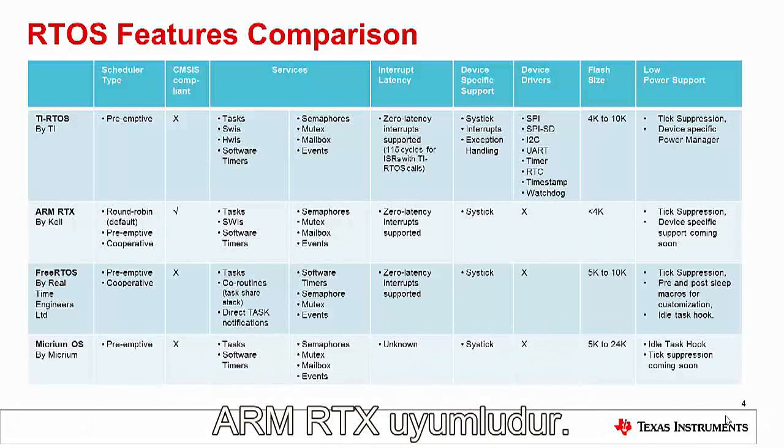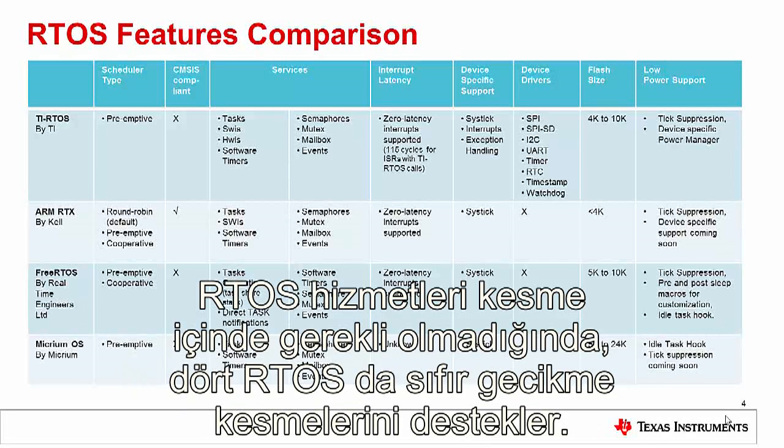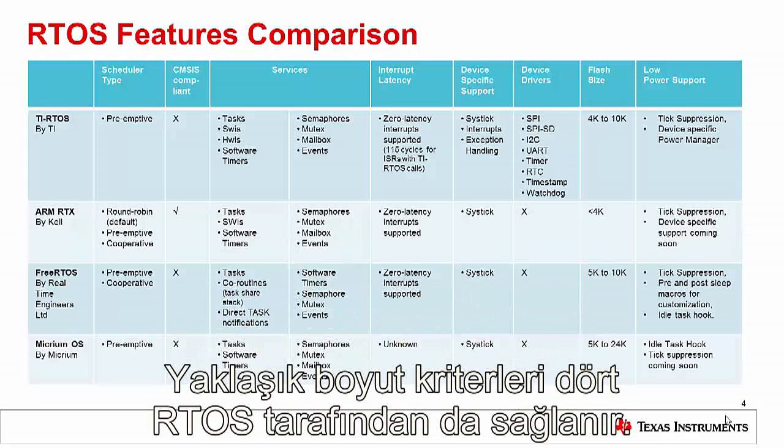Being CMSIS compliant will help applications integrate into other middleware provided by ARM. ARM-RTX is CMSIS compliant. All four RTOS provide a rich list of services, including the familiar task semaphores and software timers. All four support zero latency interrupts when RTOS services are not required within the interrupt. Approximate size benchmarks are also available.